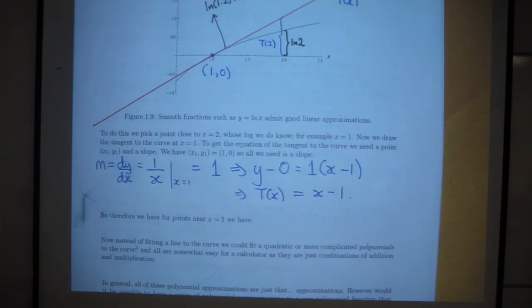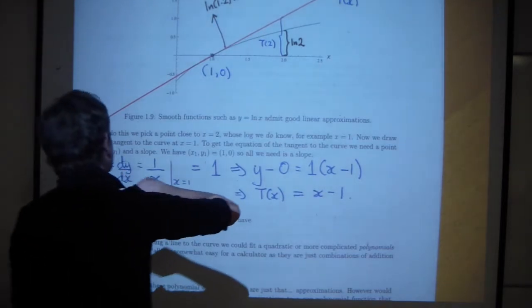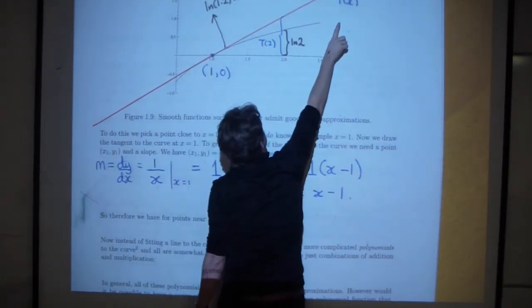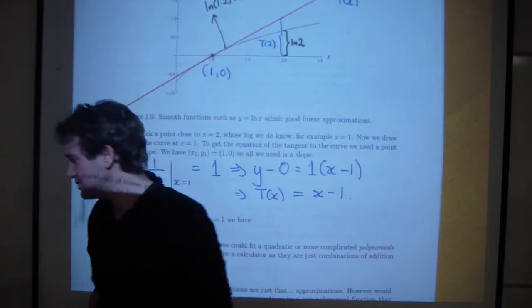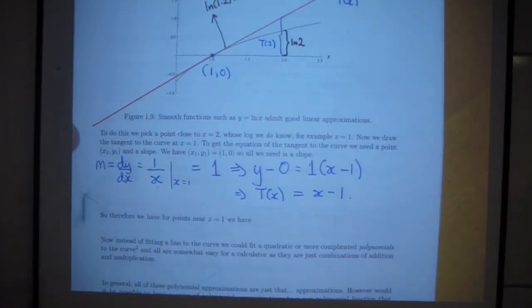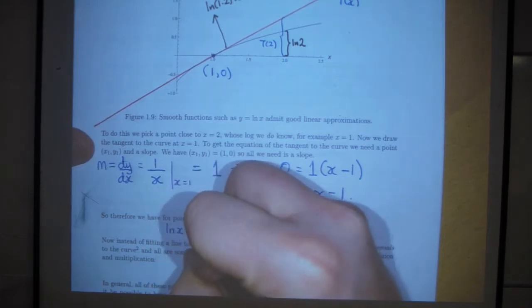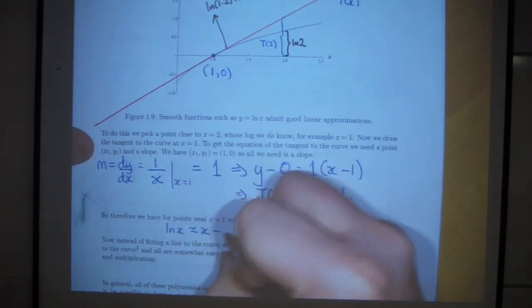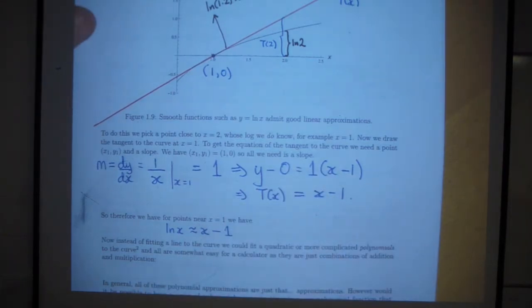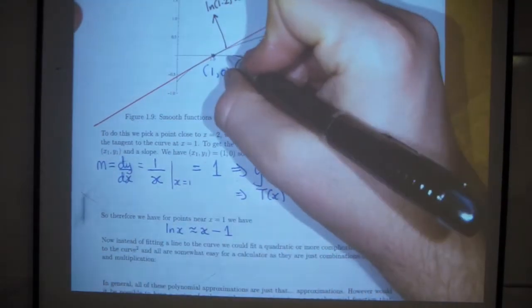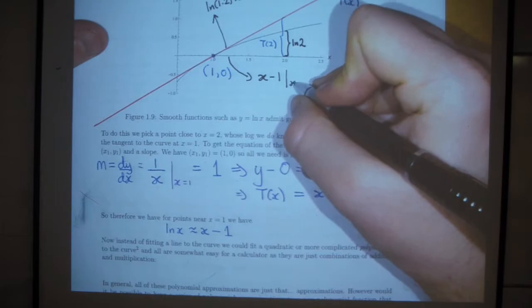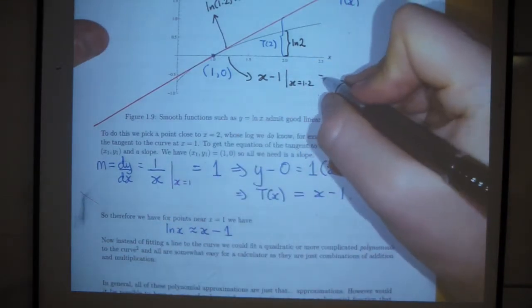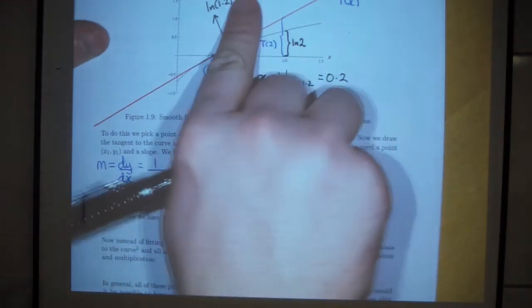Now what we've shown here by finding the tangent is that certainly for points close to x equals 1, the red thing, which is T of x, and this thing, which is log of x, are approximately equal. And T of x is x minus 1. So for points close to x equal to 1, log of x is approximately x minus 1. And x minus 1 evaluated at x equal to 1.2 is 1.2 minus 1, which is 0.2. There's not a massive difference between them.